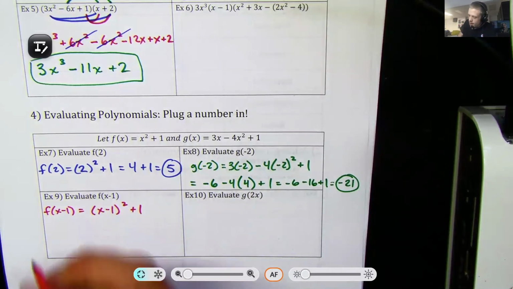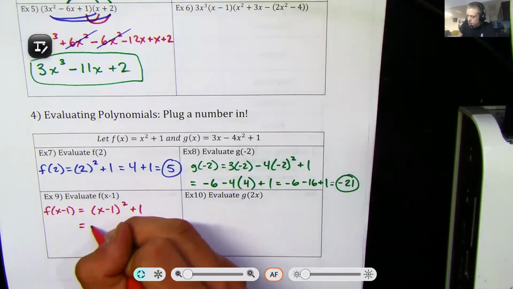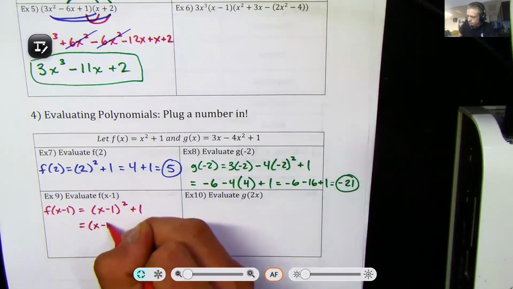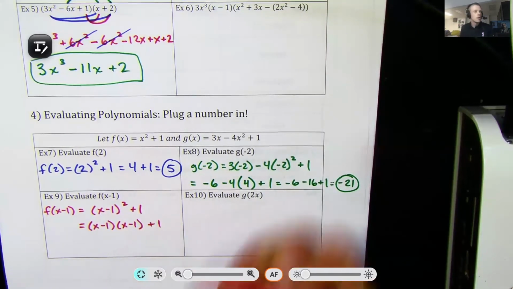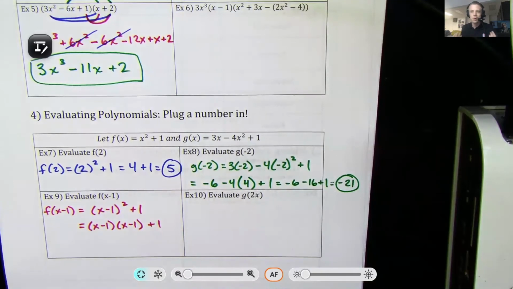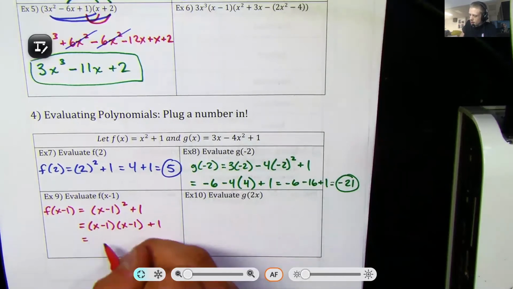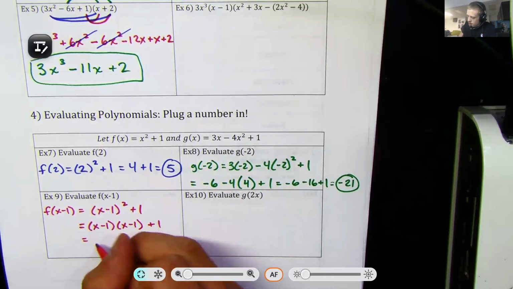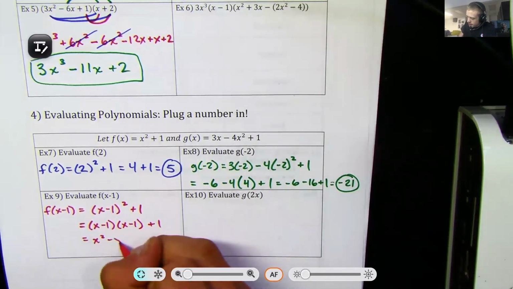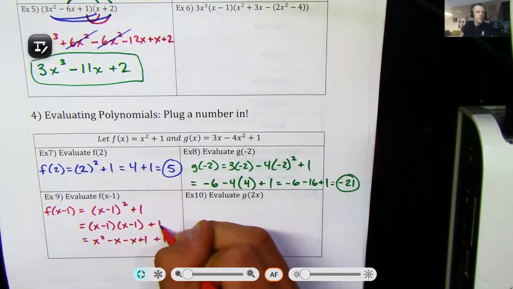So let's do that. x minus 1 squared is equal to x minus 1 times x minus 1, plus 1, right? Anytime I square something, it just means I'm multiplying it by itself. And now I can FOIL this. If I FOIL that, this is good practice for you. I'm going to do it a little bit quickly. So x squared minus x minus x plus 1. And I'm going to drop down that plus 1.